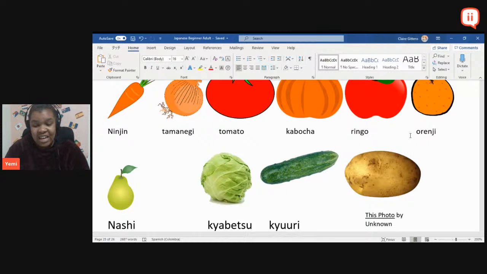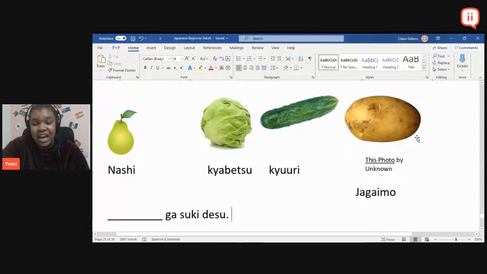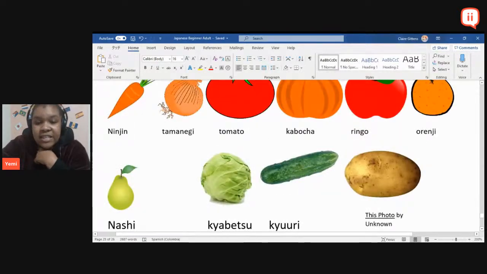Orange ga suki desu ka? Nashi ga suki desu ka? Kyabetsu ga suki desu ka? Kyuri ga suki desu ka? Jagaimo ga suki desu ka? Which one do you like? Please try writing, okay? Something ga suki desu.